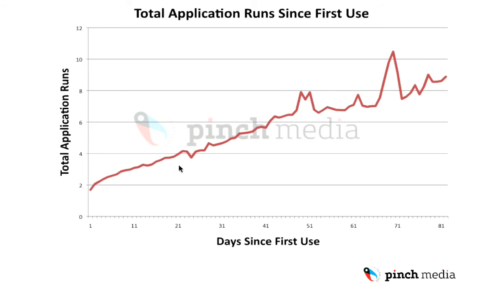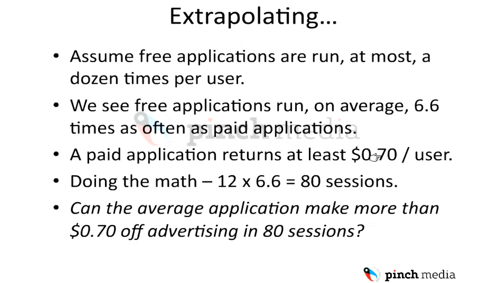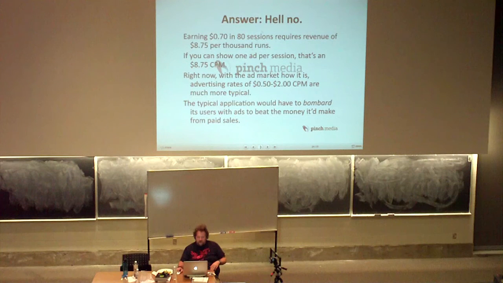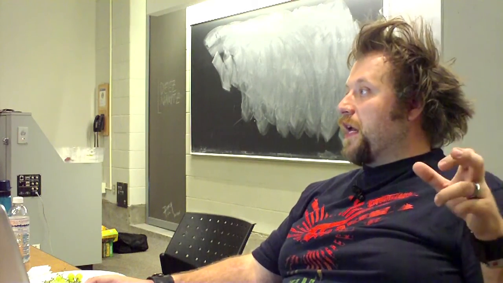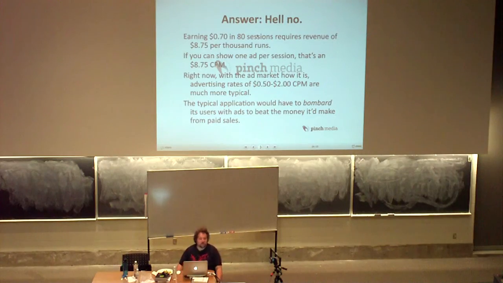Total application runs since first use, free versus paid ratio. In his analysis between a free app and a paid app, he's basically saying you're getting 70 cents per user on the paid app. Can the average application make more than 70 cents off of advertising in 80 sessions? And the answer is not even close. Unless you are actually like a top 10 free app, you're much better off putting 99 cents on your app.